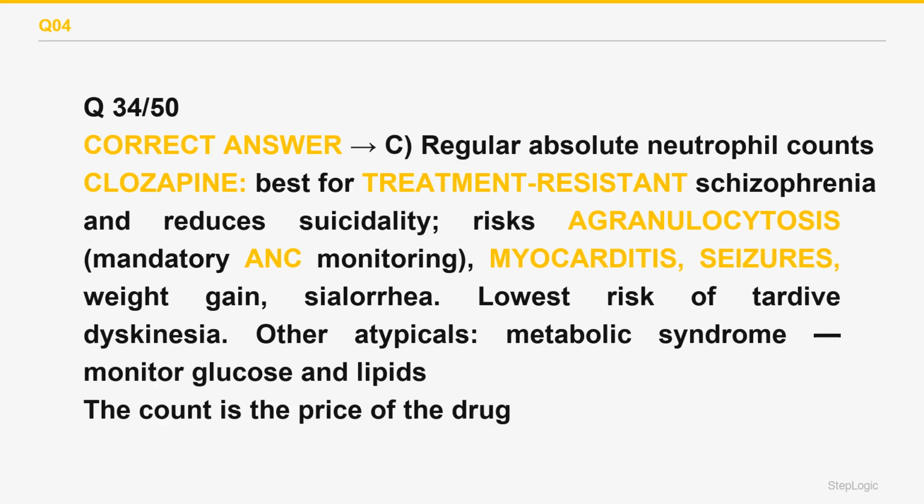Placing clozapine within its class explains why it is reserved rather than first line. The atypical antipsychotics as a group cause metabolic syndrome with weight gain, dyslipidemia, and hyperglycemia, requiring glucose and lipid monitoring, while carrying less extrapyramidal risk than the first-generation drugs. Clozapine sits at the extreme of both, the lowest movement disorder risk and the highest hematological and metabolic burden. If you see clozapine, the answer involves the neutrophil count.